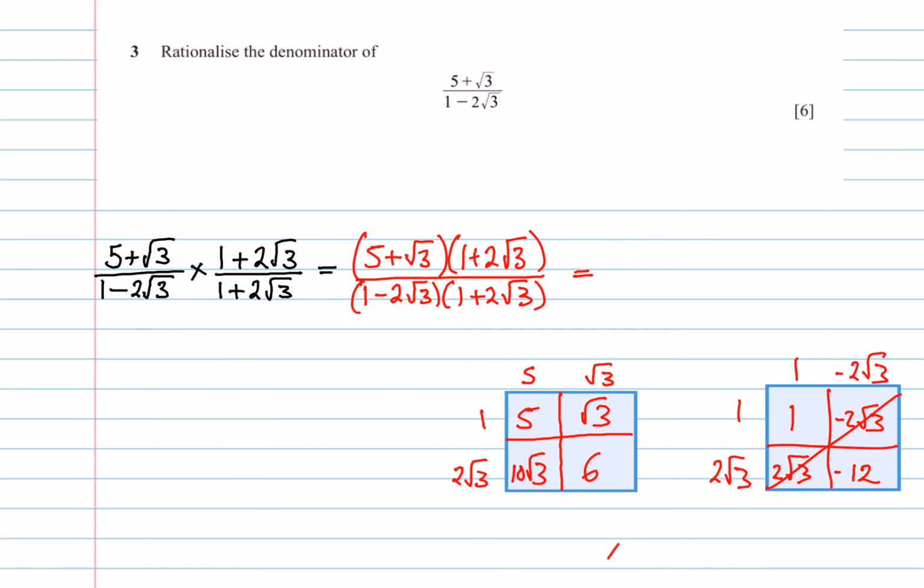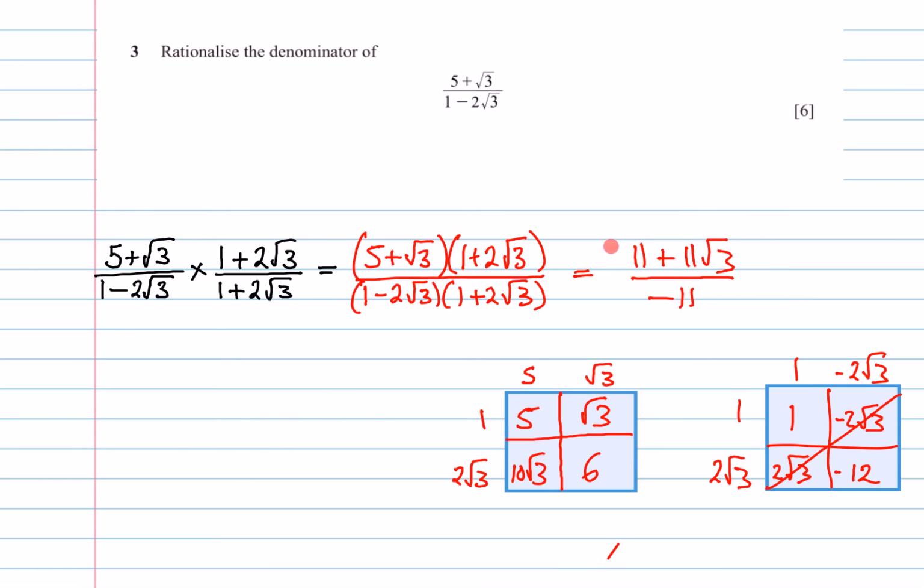So you can then write this. The top line of our fraction is going to be 11 plus 11 root 3. Because we collect the terms here, we've got 5 plus 6, which gives us 11, and then we've got root 3 plus 10 root 3, which gives us 11 root 3. Our bottom line of the fraction will be 1 minus the 12, which is minus 11. As you see here, minus 2 root 3 plus 2 root 3, they're going to cancel out in the middle here. So we've successfully rationalised the denominator of this fraction.